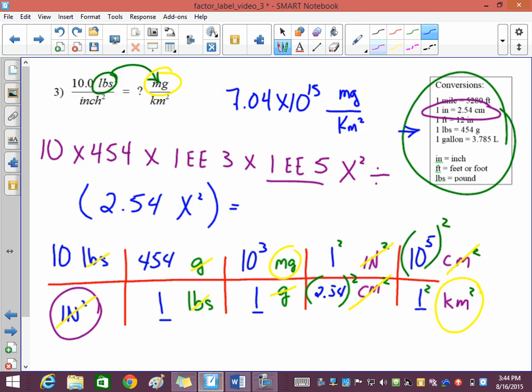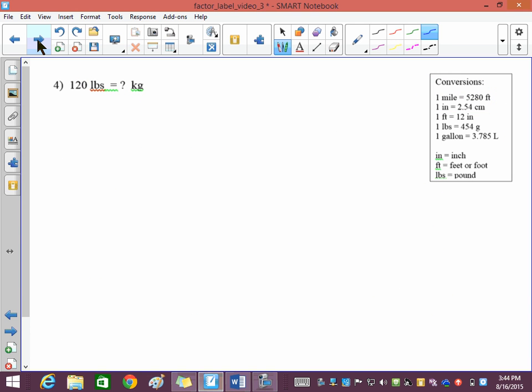All right, so let's take a look at number 4. Number 4 is going from pounds to kilograms, and again, I insist that you use these conversions. You are not allowed to say that there's 2.2 pounds in a kilogram. If you do, you'll lose a lot of points on this one. So again, start with what you know. You have 120 pounds, and it wants to know how many kilograms.